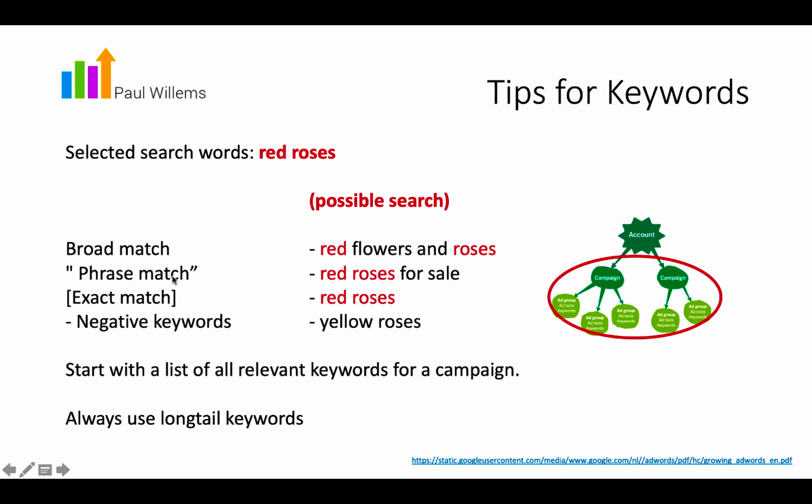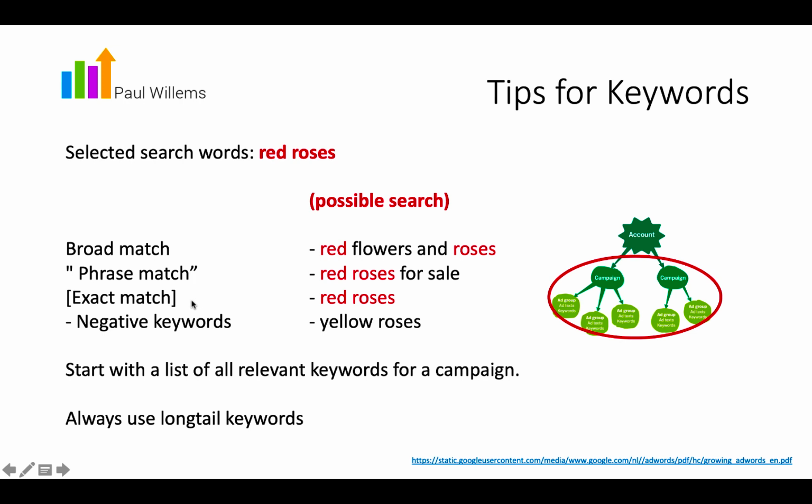Maybe it's better to get a phrase match. So that means that the words red roses must be in this particular order. So if somebody is looking for red roses for sale, then your ad will pop up. But it might be possible that somebody is looking for the words "I don't like red roses" and still your ad will pop up. Although I think Google must understand that this search phrase would not be a really good one for your ad. If you set your keywords to your ad group like a phrase match, then it might be possible that you pay a lot more than for the broad match.